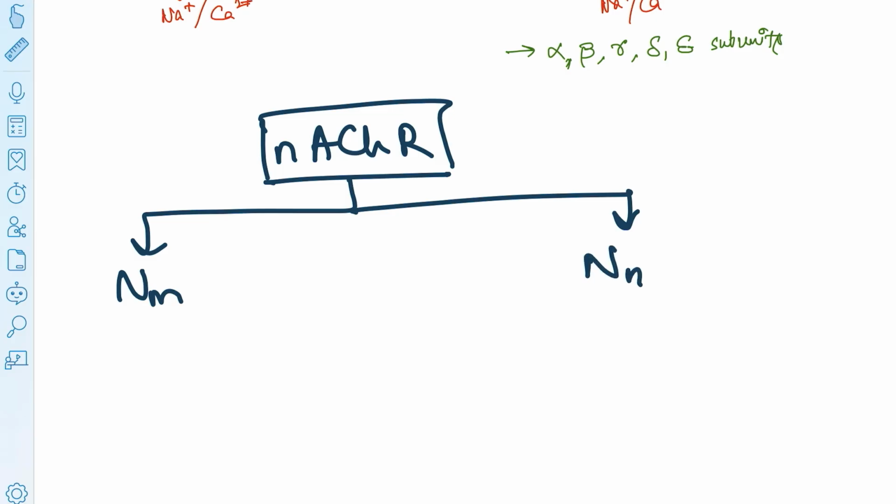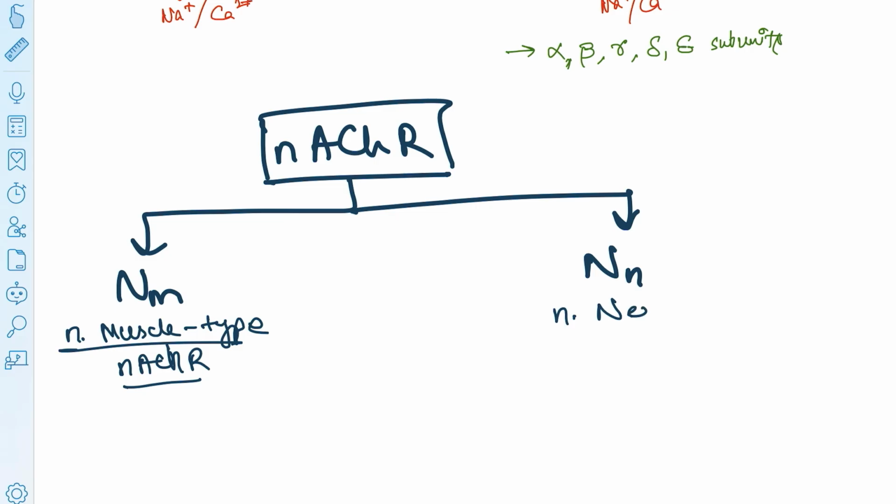So what does M stand for? It is basically muscle. Okay, so we can also call it the muscle type, or nicotinic muscle type acetylcholine receptors, right? So this is the muscle type, whereas N stands for neuronal. So this is the neuronal acetylcholine receptor, right? So this is the basic classification of nicotinic receptors. These are named based on the location where they were initially found.